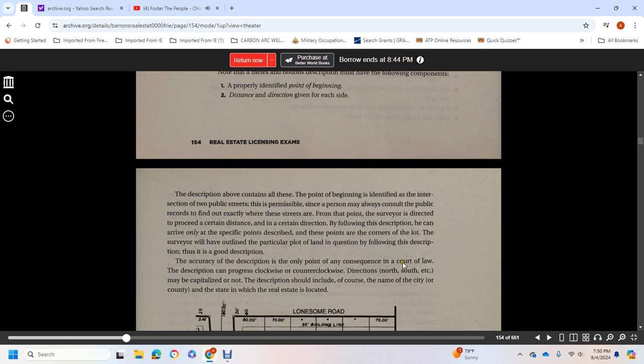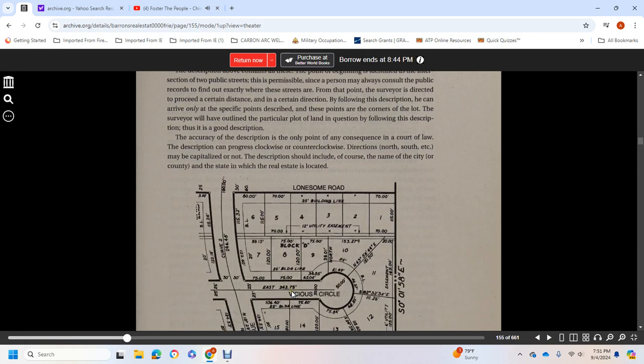The description can hold up in a court of law. The description can progress in a clockwise or counterclockwise direction. North, south, etc., may be capitalized or not. The description should include, of course, the name of the city or county and the state in which the real estate is located.